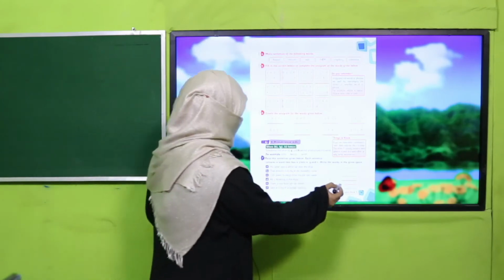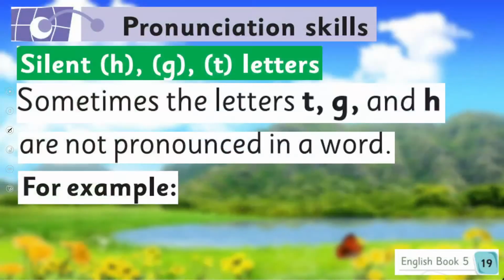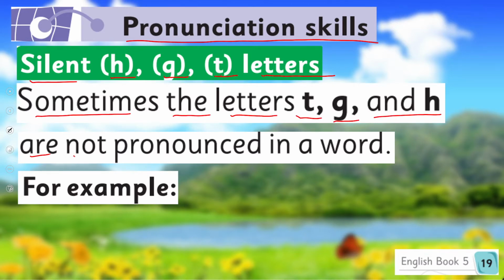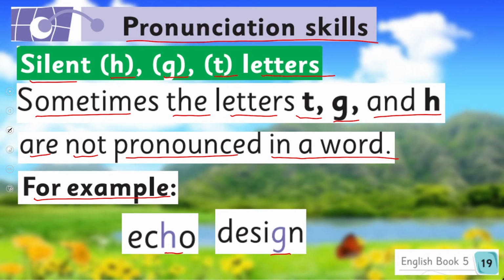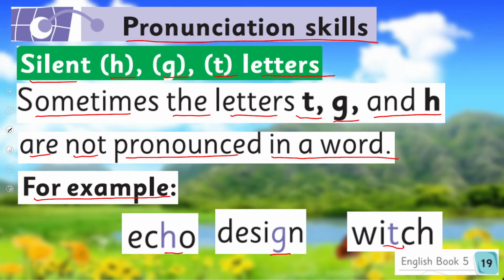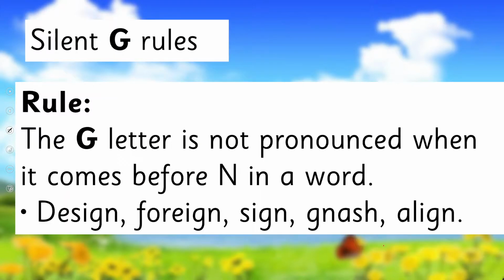Open your book on page number 19. It's mentioned here, pronunciation skills, silent H, G, T letters. Sometimes the letters T, G, and H are not pronounced in a word. For example, echo, design, which. So here, these three letters are silent.